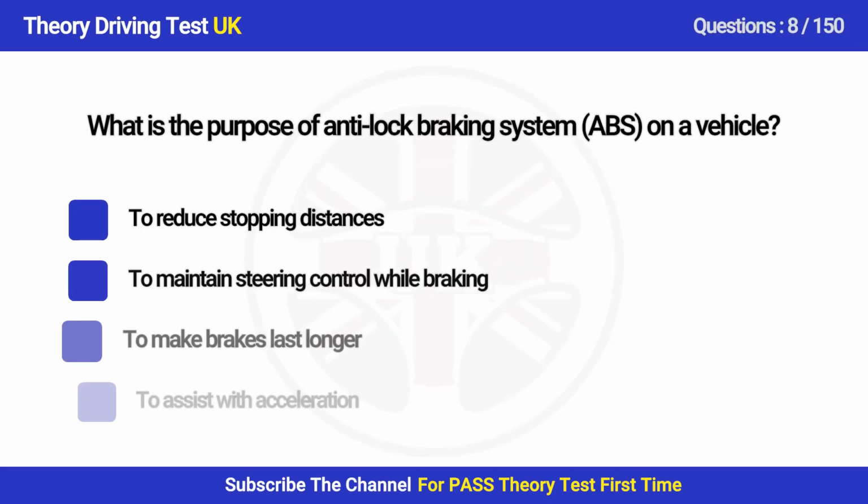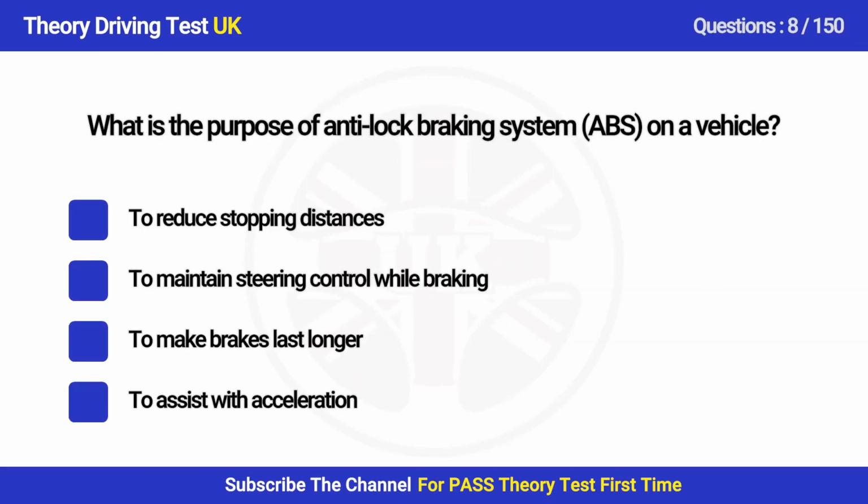Question 8. What is the purpose of the braking system ABS on a vehicle? A. To reduce stopping distances. B. To maintain steering control while braking. C. To make brakes last longer. D. To assist with acceleration.